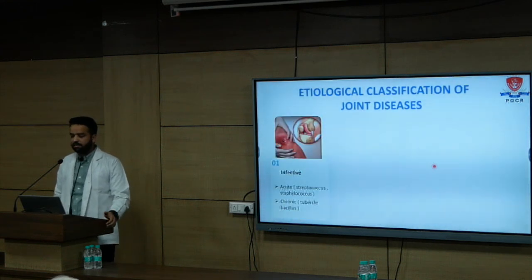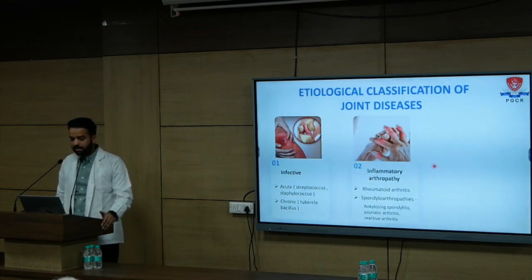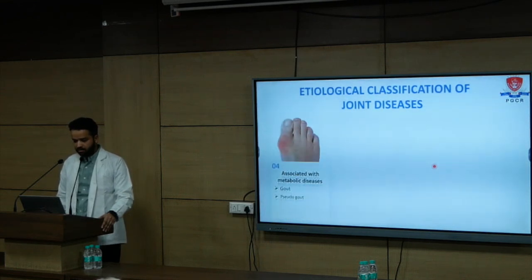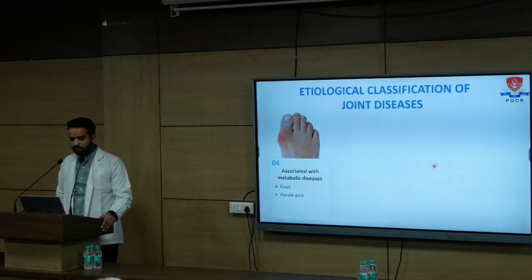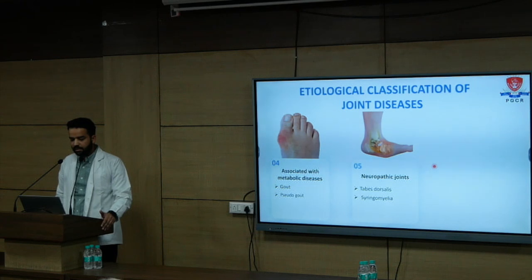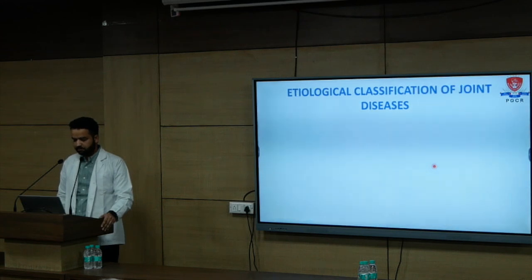Joint diseases can be classified on the basis of etiology. First one is infective, which can be acute or chronic. The second is inflammatory arthropathies, which consist of rheumatoid arthritis and spondylopathies. Next is degenerative, which consists of osteoarthritis. It can be associated with metabolic diseases like gout and pseudogout. It can be a neuropathic joint like tabes dorsalis and syringomyelia. It can be due to neoplasm, metastasis, and giant cell tumor.